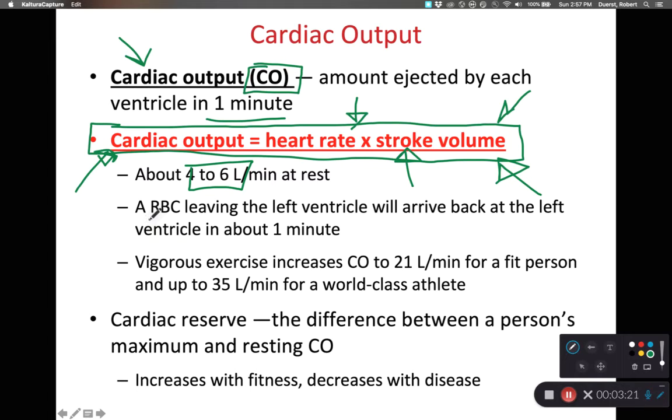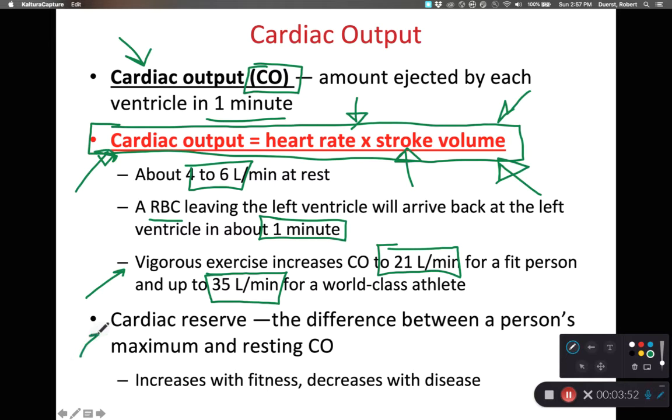A red blood cell that leaves the left ventricle typically gets back to the left ventricle in about 1 minute. That's about how long it takes an individual blood cell to go through the entire systemic circuit. If we're exercising hard, that can increase cardiac output to 21 liters per minute. And for a world-class athlete, up to 35 liters per minute. So those world-class athletes can really pump blood quickly.